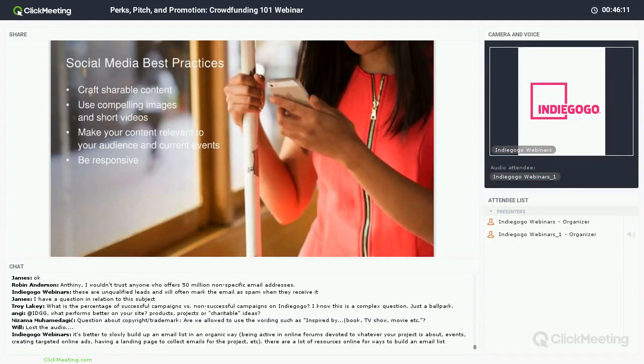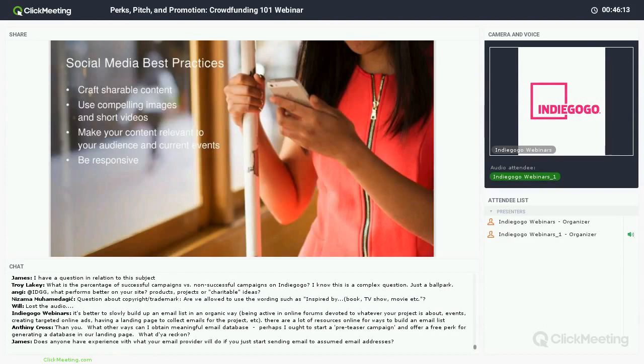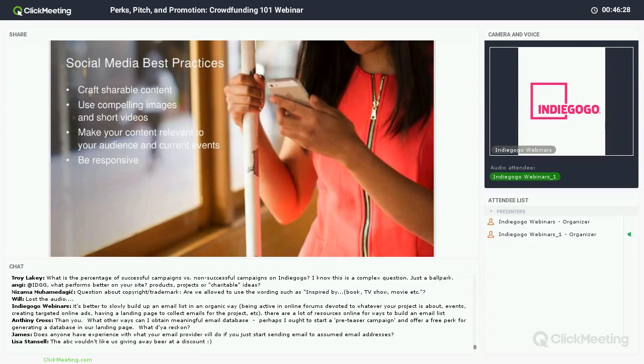So what are social media best practices? This is where a lot of people get kind of confused. A lot of people will launch a campaign and then just start peppering Facebook with links to their campaign and wonder why nobody is clicking on it or why people are defriending or unfriending them. And it's because, if you're just going to be posting your campaign link over and over again, it's become spam. People get irritated and people just stop paying attention.